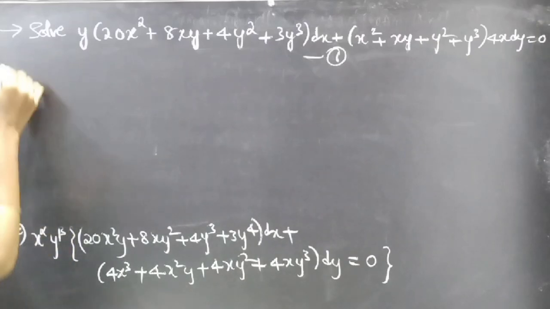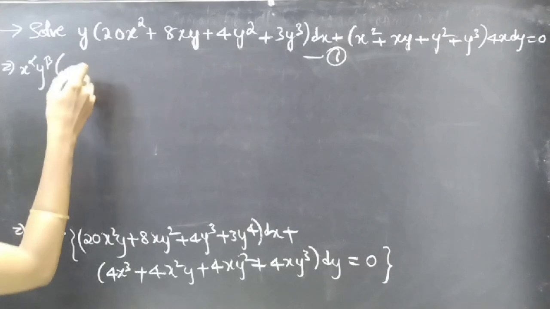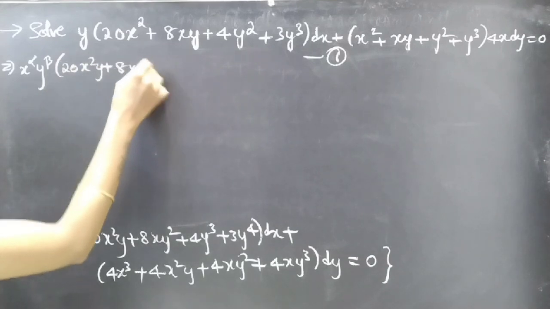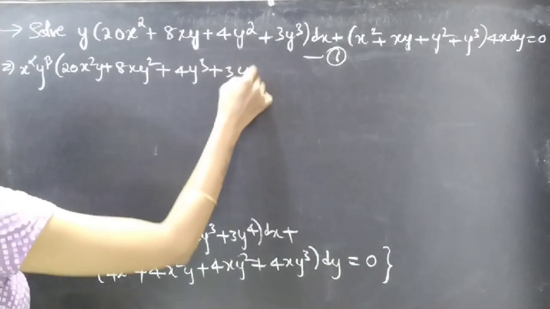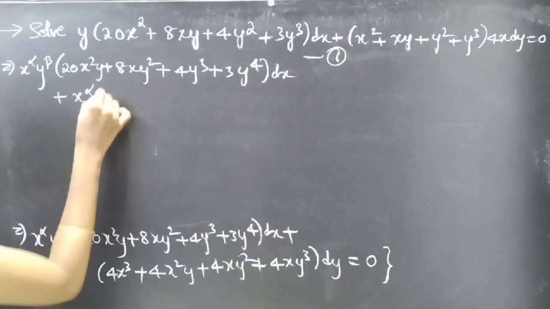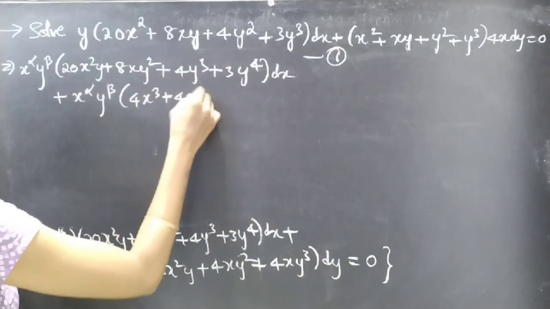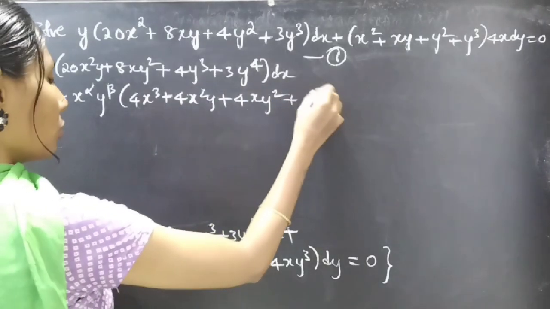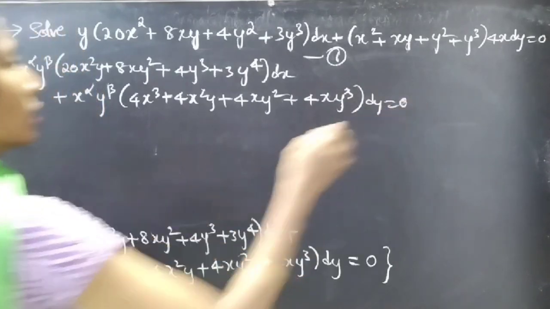Now we can write this equation as x^α y^β into the first term (20x²y + 8xy² + 4y³ + 3y⁴) dx plus x^α y^β into (4x³ + 4x²y + 4xy² + 4xy³) dy equal to 0.